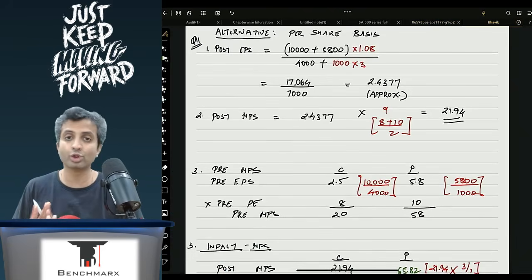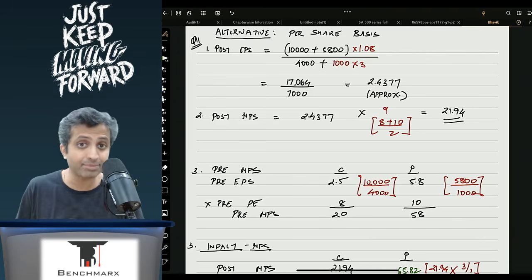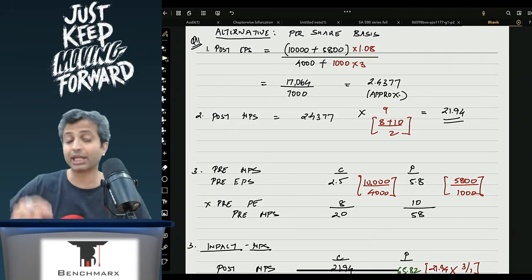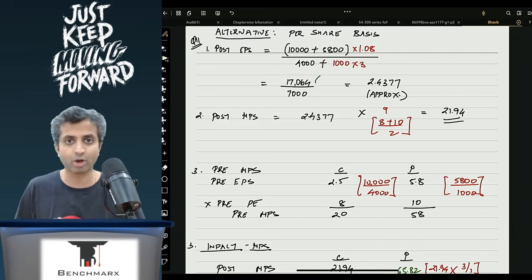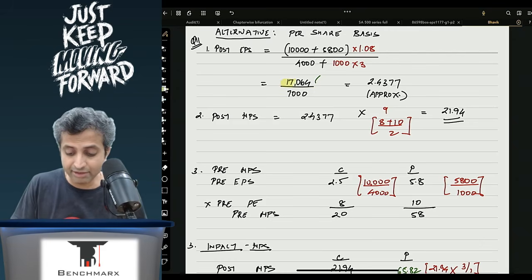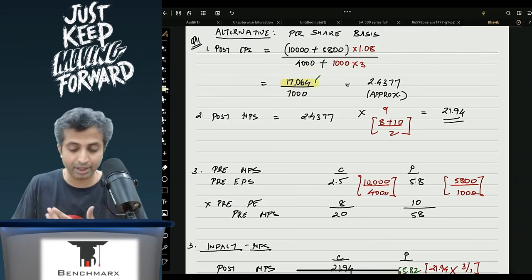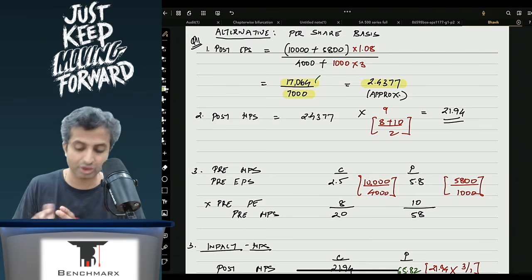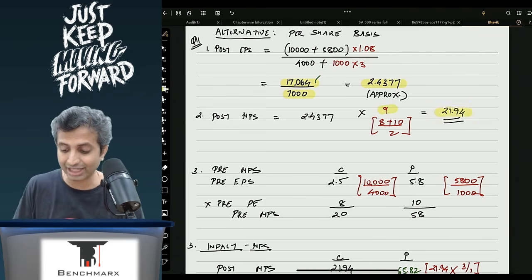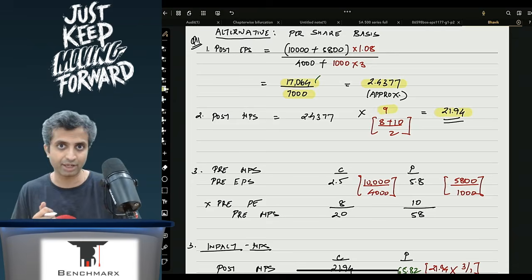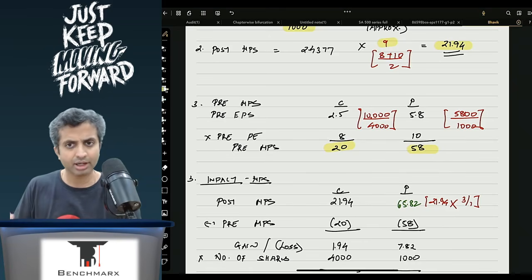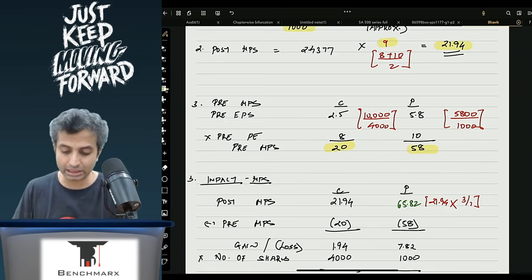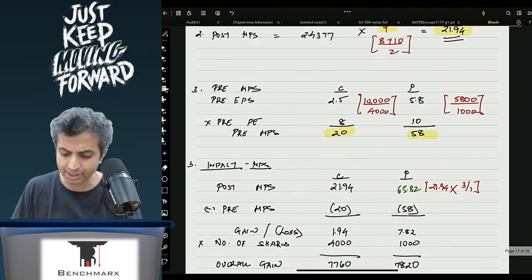First of all, if you do it on a per share basis, you will say what is the post merger EPS into the post merger P/E, which is 9 times; we will give you the post merger market price. So post merger EPS will be post merger PAT of 17,064 divided by 7,000 shares, how? 4,000 plus around 3,000. Hence 2.4377 approx will be your post merger EPS, into the average P/E of 9, will be your post merger MPS of 21.94. As we have found the price at 20.58, we can find the net gain on a per share basis, and the Institute ends at this.